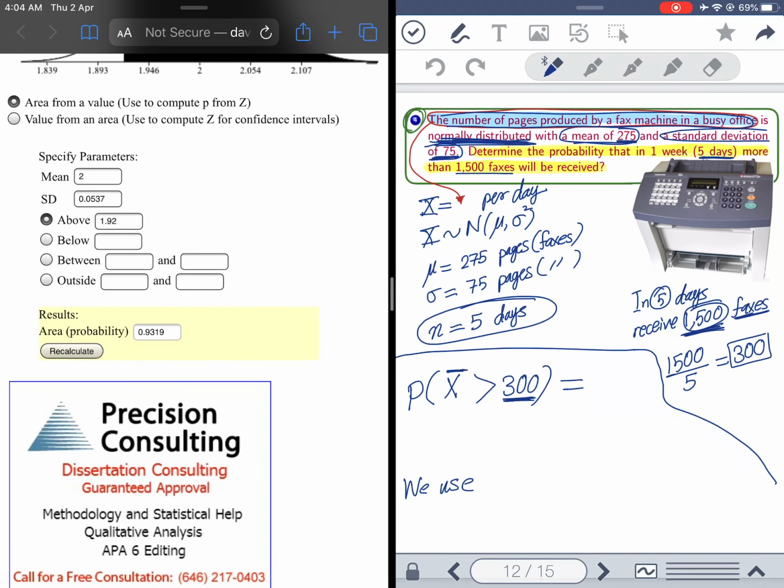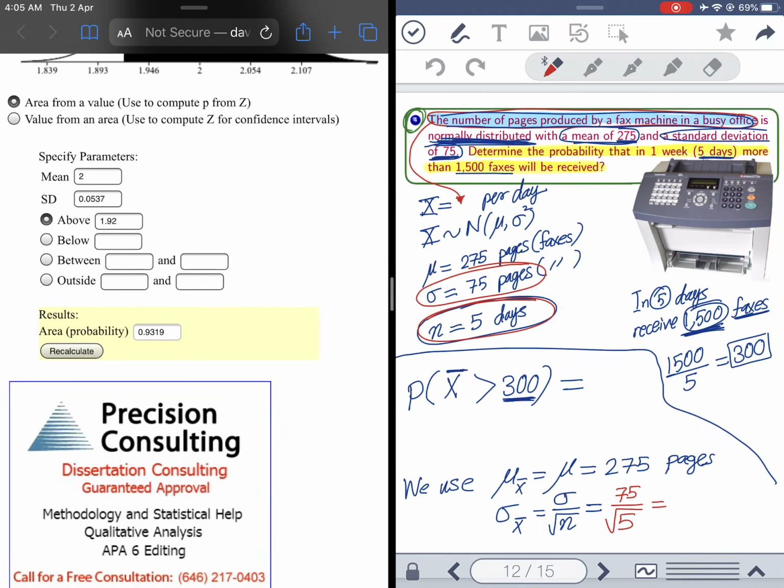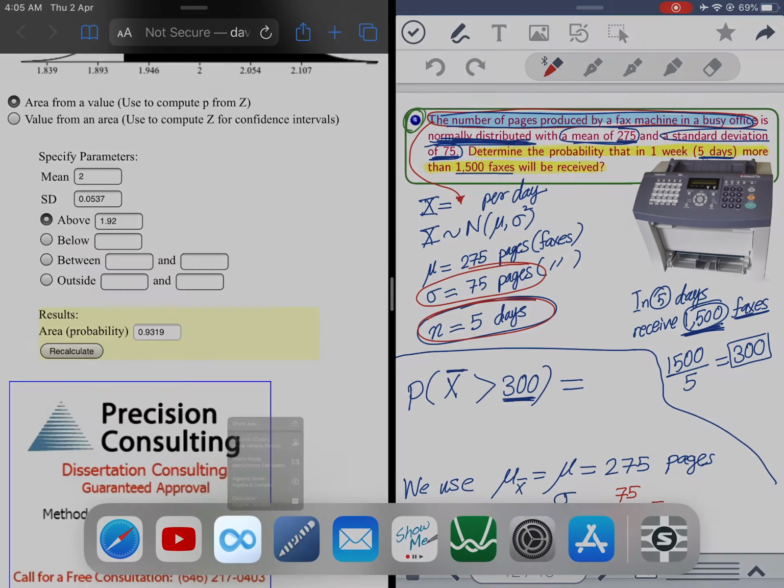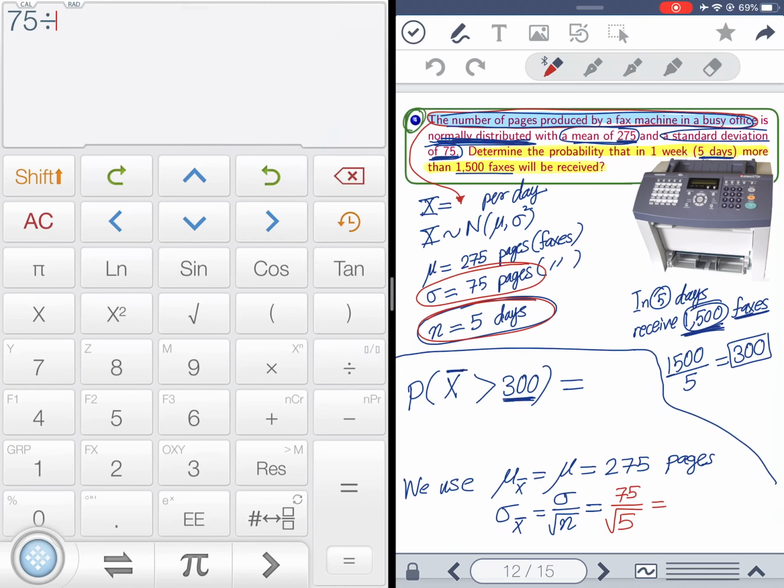So what is mu x bar? This is the same as mu for this. So the mean is 275 pages or faxes. Let me say pages. And the standard deviation of the sample means is the standard deviation of the population over the square root of the sample size. And so remember, our standard deviation is 75 divided by the square root of n, which is 5 days. So this will give me 75 over radical 5. Let's find it. 75 over radical 5 is 33.54. You can stop here, but I'll put the 1. It wouldn't hurt anyone to put this one.